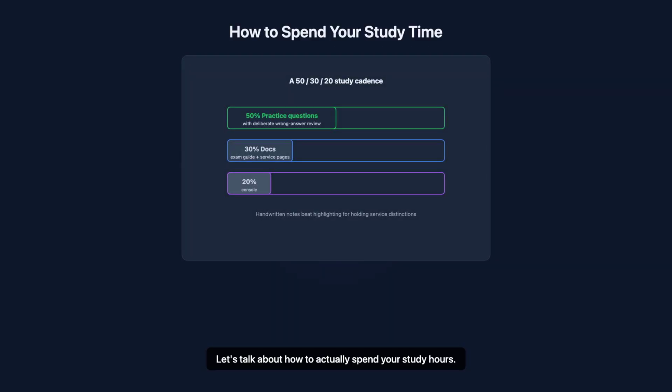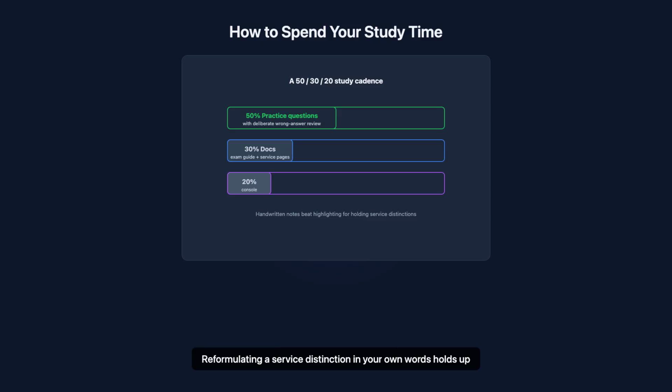Let's talk about how to actually spend your study hours. A cadence that works well is 50, 30, 20. Put 50% of your time into practice questions, but with a twist: review every wrong answer deliberately, asking which constraint word you missed and which service it pointed to. Spend 30% in the documentation, mainly the official exam guide and the service pages, and reserve the last 20% for hands-on exploration in the Bedrock console, so the services stop being abstract. One more tip that candidates swear by: write your notes by hand.